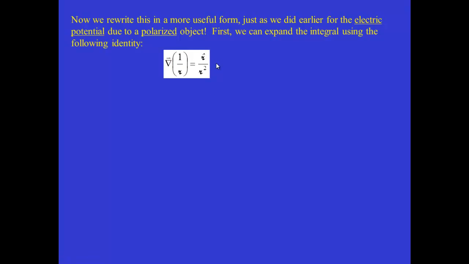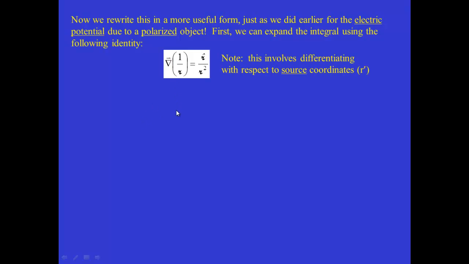The gradient of 1 over script r, which is the distance between the element of dipole moment and the point in space, is just script r hat over the distance r squared. As a reminder, this involves differentiating with respect to the source coordinates, which in the previous diagram I showed were the r prime coordinates, the coordinates that locate a point within the polarized or the magnetized object.